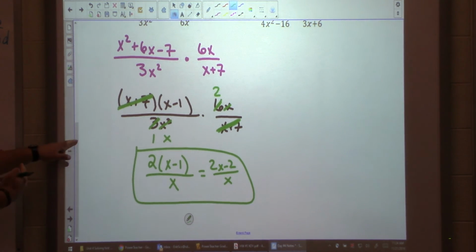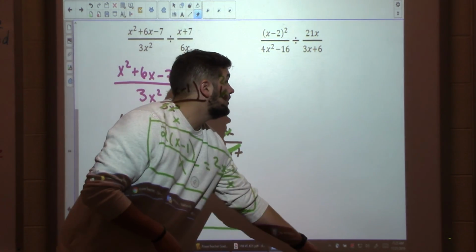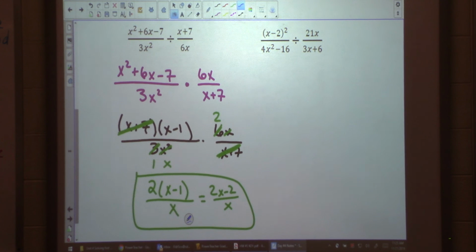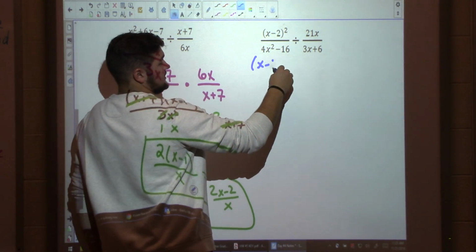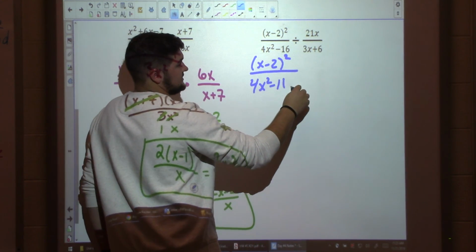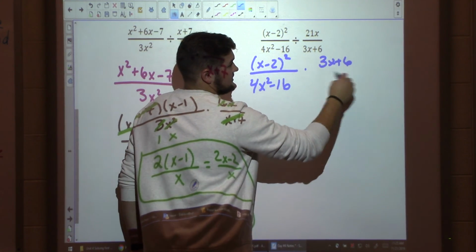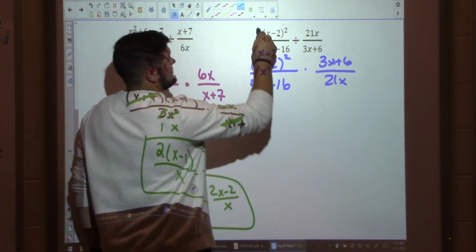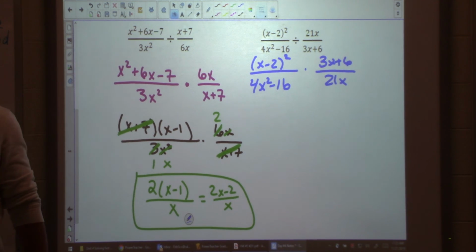A lot of factoring to do. So x minus 2 squared over 4x squared minus 16, divided by 21x over 3x plus 6. Keep, change, flip first, right? Multiply by the reciprocal first. Start there. x minus 2 squared over 4x squared minus 16 times 3x plus 6 over 21x.